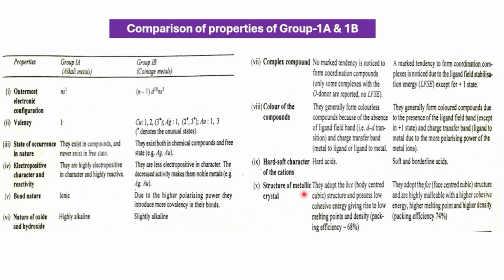Now, if you see the structure of metallic crystals, group 1A elements adopt the BCC, body-centered cubic structure, and possess low cohesive energy, giving rise to low melting points and density. Whereas group 1B elements adopt the FCC structure and are highly malleable, with a higher cohesive energy, higher melting point, and higher density. So you can take a note of these things if you need.